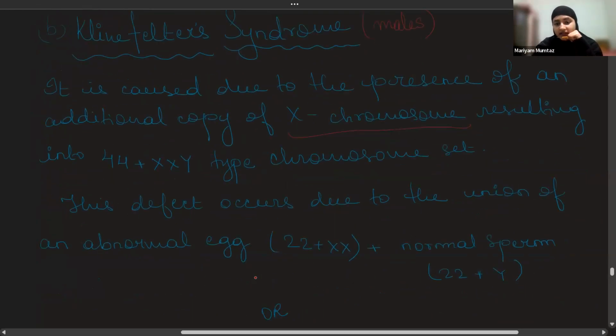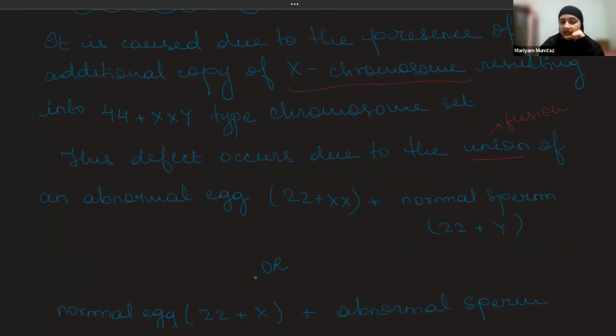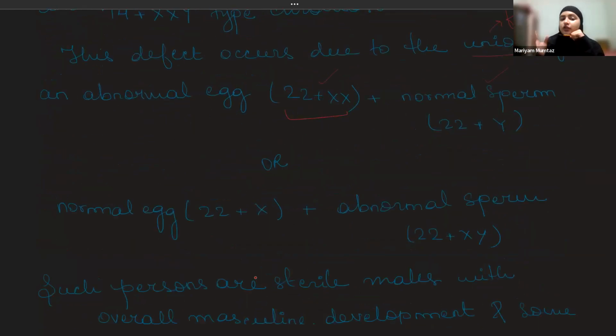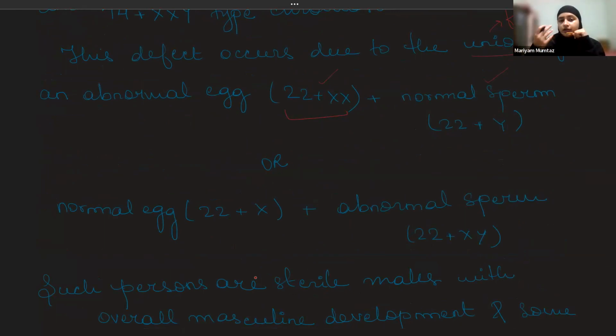Now, why does this defect occur? It occurs due to the union, or you can say fusion, of an abnormal egg, that is 22 plus XX, this is abnormal, right? with a normal sperm, that is 22 plus Y. Or it can also take place when a normal egg is fusing with an abnormal sperm. The condition can be both. And in both these conditions, the offspring would have Klinefelter syndrome, meaning having an extra set of chromosomes.